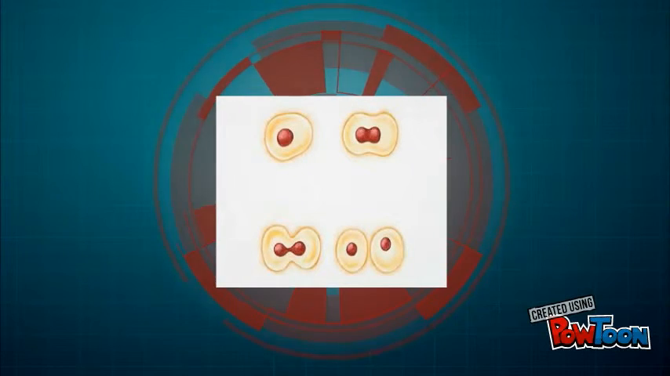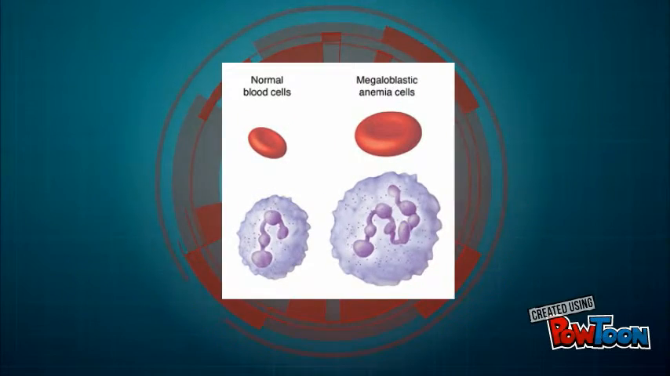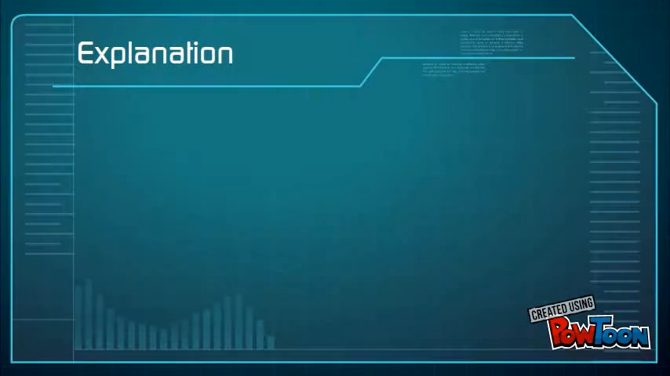Red blood cells have a high cell division rate, and this type of anemia occurs when red blood cell replication is impeded. Because of this, these cells will be bigger than normal and smaller in count, leading to symptoms like fatigue, weakness, and shortness of breath.